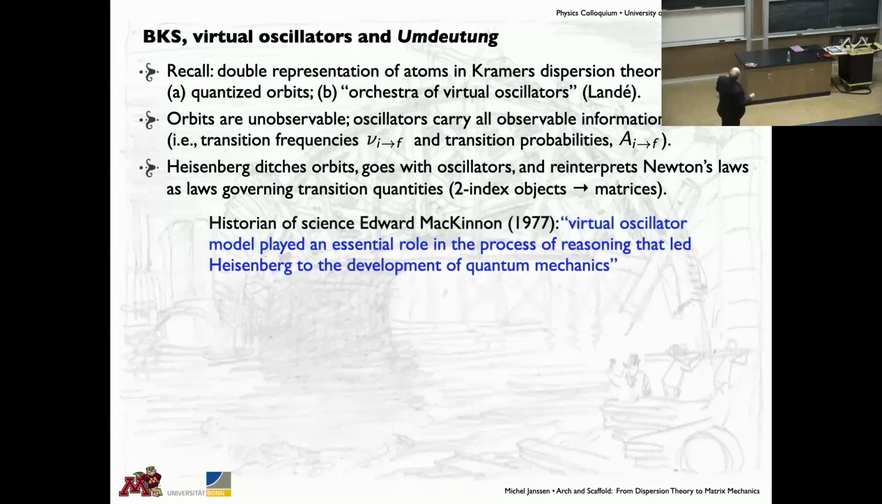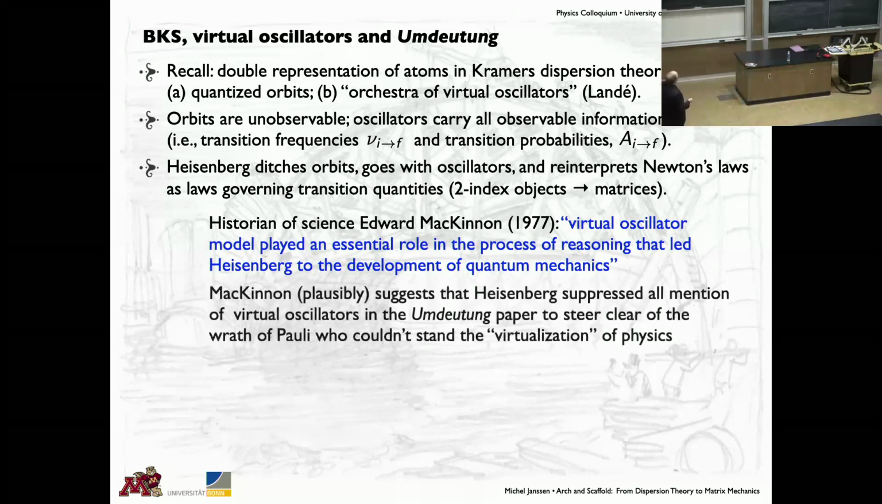And other historians, like Edward McKinnon, have argued exactly that. The virtual oscillator model played an essential role in the process of reasoning that led Heisenberg to the development of quantum mechanics. Now, if you look at the Umdeutung paper, virtual oscillators are not mentioned with one word, but there is a plausible explanation: he did not want to say that because he knew he would catch hell from Pauli, who hated this whole virtualization, right? You saw what he had to say about BKS.